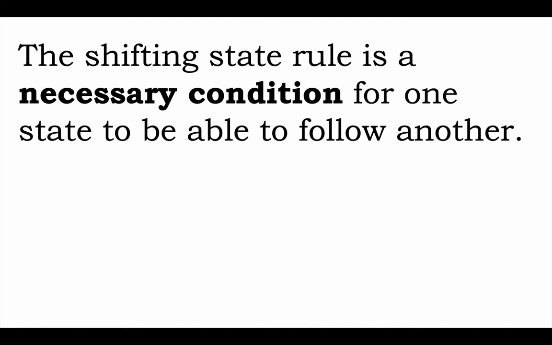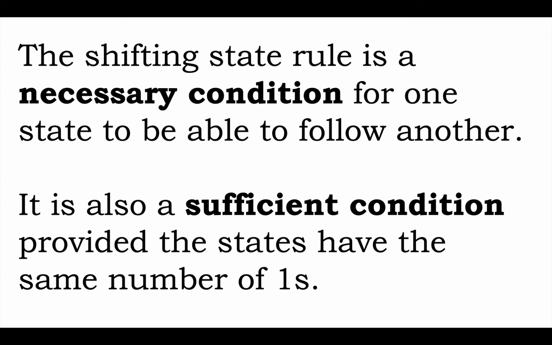You might want to think about a parent telling their child, if you want to go to the party tonight, you must clean your room. That's a necessary condition. Well, the child goes and cleans the room, and they come out and they say, okay, my room's clean, I can go. And the parent said, no, no, no, no, you also have to take out the garbage. And the child says, okay, wait a minute. I've got to barter with my parent at this point. Okay, if I take out the garbage and if I clean my room, can I then go to the party? The parent would say yes, and so that becomes a sufficient condition. It's enough for you to take out the garbage and clean your room in order for you to go to the party. And so the shifting state rule will also be a sufficient condition provided the 2 states have an equal number of 1s.